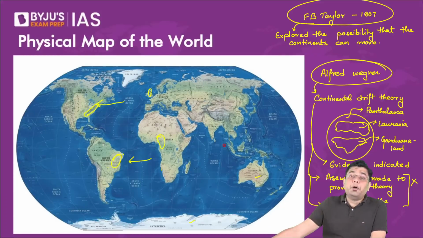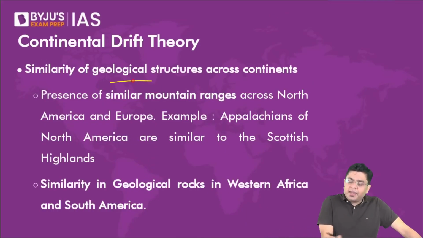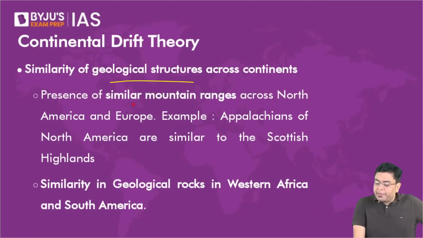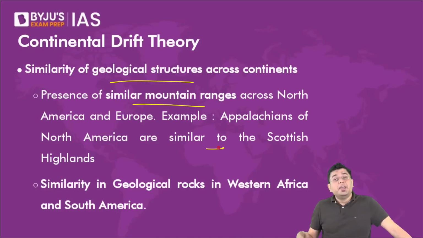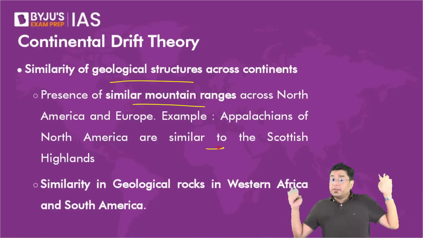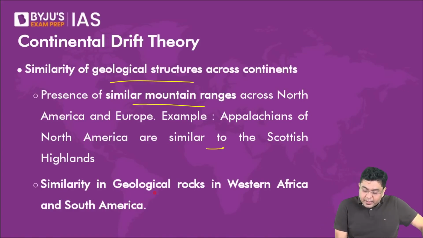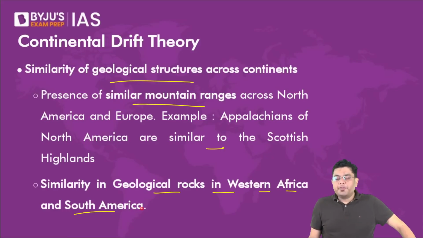So, this was about the geological structure. But something else struck him. When we talk about the similarity of the geological structure, there is the presence of similar mountain ranges across the regions of North America and Europe. For example, the Appalachians of North America are similar to the Scottish Highlands. They have been created at the same time. They have the same structure. They have the same mineralogy. They have the same components as well. So it cannot be possible that exactly the same rocks are created simultaneously thousands of kilometers away. Similarly, geological rocks in Western Africa and South America also indicated a similarity.